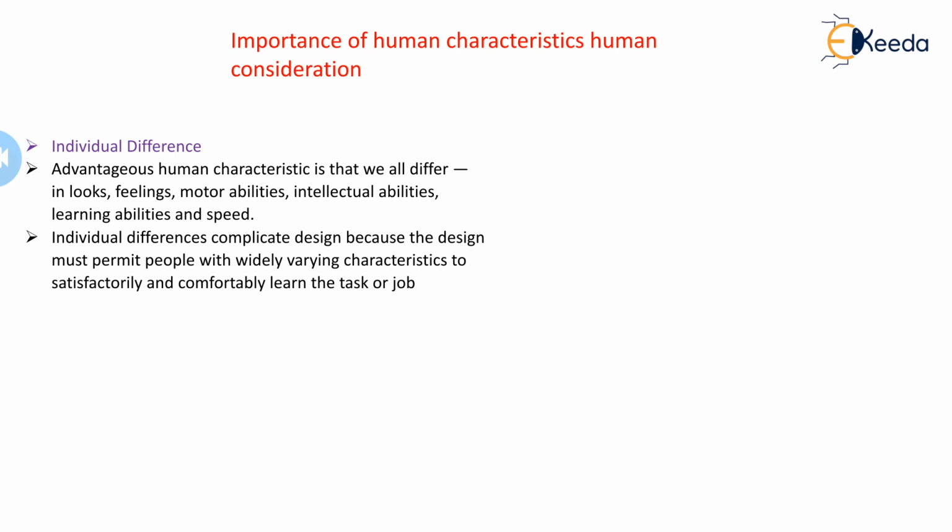Individual differences complicate design because design must provide for the needs of all potential users. My design is different than yours, and that could lead to a different manner. As I mentioned, looking, feeling, motor abilities, intellectual abilities, learning abilities, and speed differ from person to person. So individual differences complicate design, because if two or three designers sit together, they will not be able to finalize a design in 1 hour, in 1 minute, or in 1 day. It will take them several days to decide what exactly the user wants. They have to think and design in such a manner.